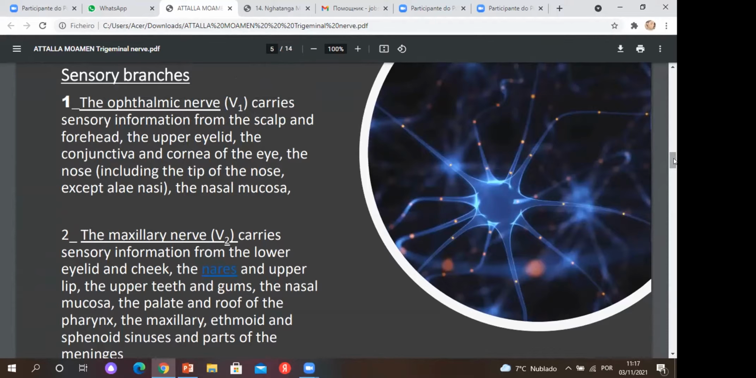And we have also the second one, the maxillary nerve. This nerve carries the sensory information from the lower eyelid and cheek, the nose, and the upper lip, the upper teeth and the gums, the nasal mucosa, the palate, and the roof of the pharynx. The maxillary, ethmoid, and sphenoid sinuses and parts of the meninges.